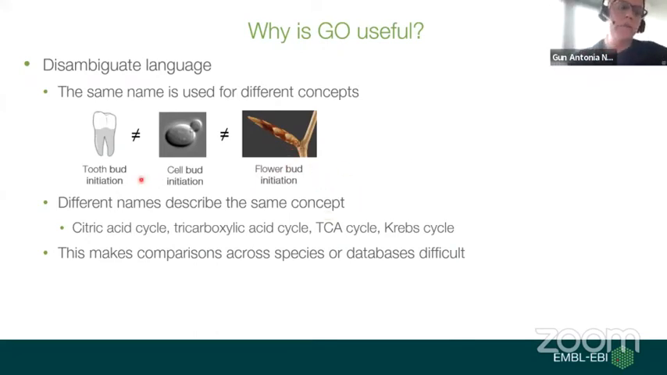And similarly, you can also use different names for the same concept. For example, the citric acid cycle is also known as the tricarboxylic acid cycle, TCA cycle, or Krebs cycle. I think different research groups or different fields of biology will adopt their own jargon. So in different fields, you might have very different terms for exactly the same things, and it makes it very hard to compare across species, databases, and different research environments.